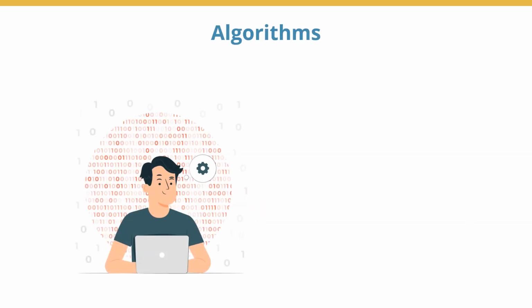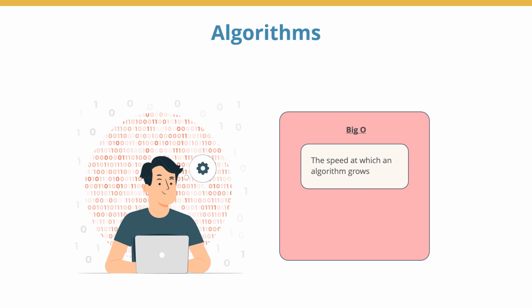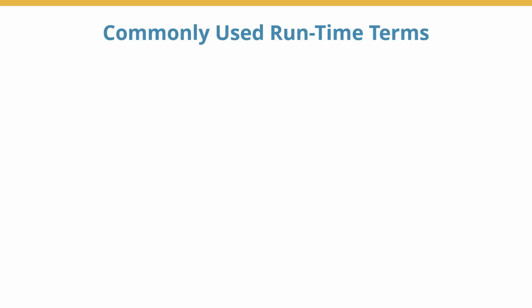An algorithm is characterized by its running time, whether in terms of space or time. The term used to describe how fast an algorithm grows is big O. This compares the number of operations within any given algorithm. Here are some runtime terms commonly used.